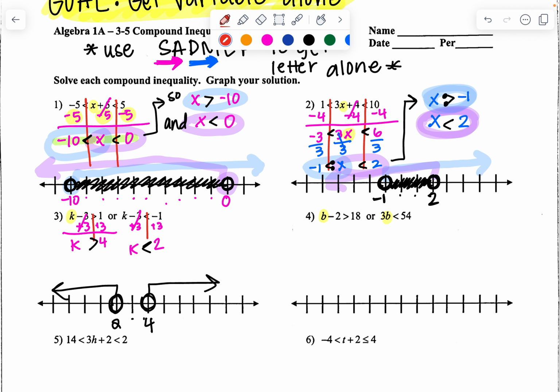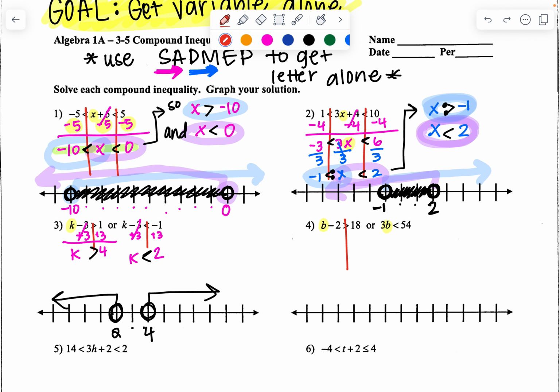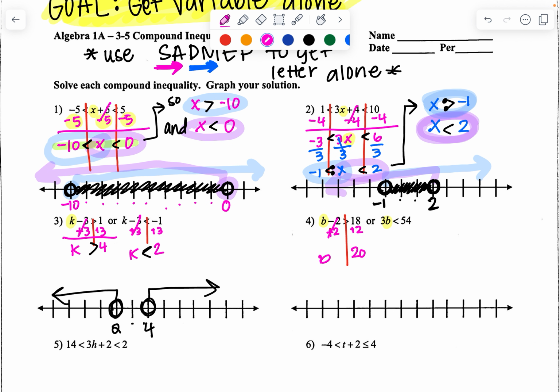Now problem 4 is the same idea, where you have b that you're trying to get alone. And it's not necessarily the same steps, but that's okay. Your goal is to get the letter alone. Get your variable alone. So here on this problem, if we add 2, I'm trying to undo subtraction. I'll get b is greater than 20. For this problem over here, there's no adding or subtracting, but I do want to divide by 3. And doing that leaves me with b is less than 54 divided by 3, which I think is 18.